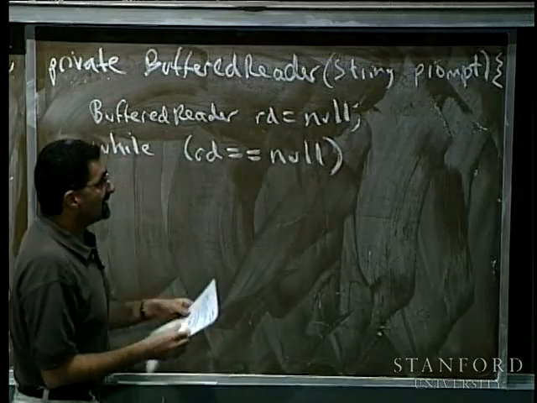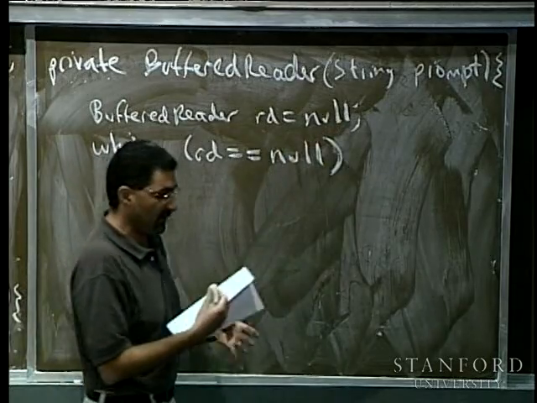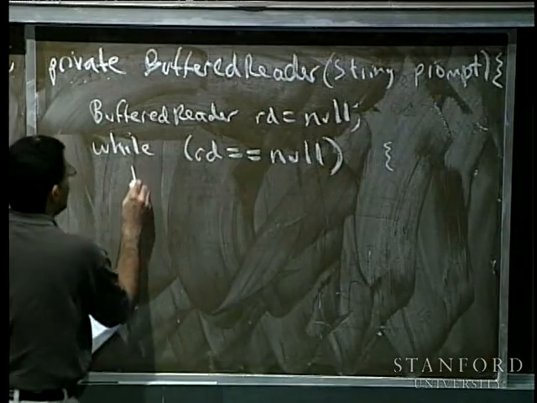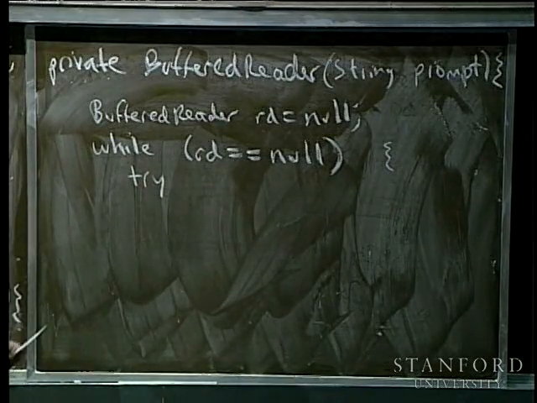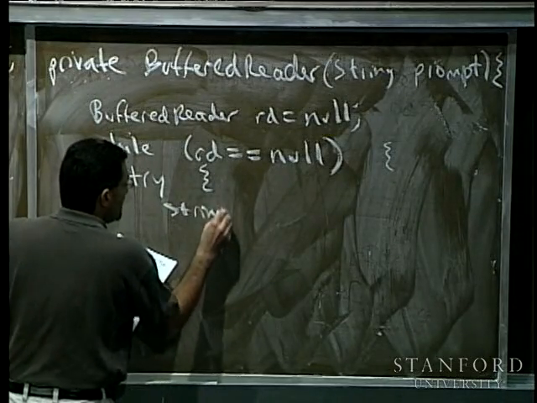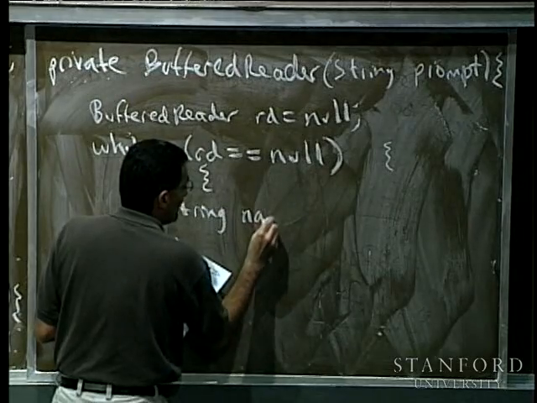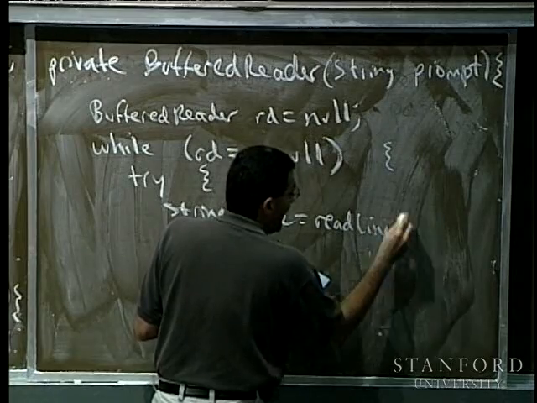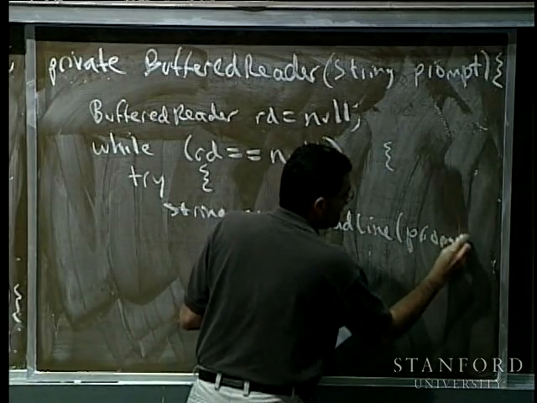So I know that this is going to execute the first time through because I set it equal to null to begin with. And then what I'm going to do inside here, so I have a brace there, is I'm going to say, hey, I'm going to try something that may be dangerous. So what I want to try doing is I'm going to ask the user to give me the name of the file. So I'm going to have string name equals readline, and I'll pass it whatever prompt was given to me as a parameter, right?